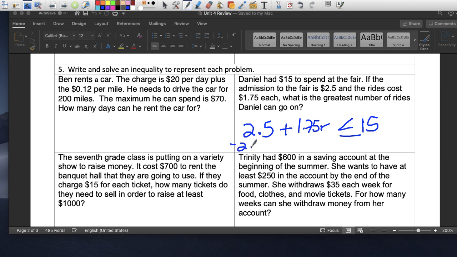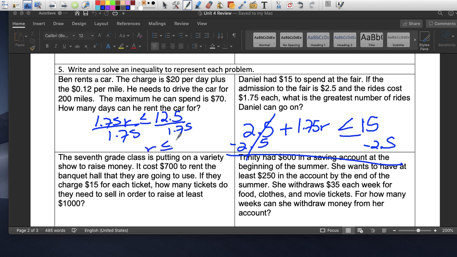I'm going to subtract 2.5 from both sides, and I'm just going to write it over here. So you're going to get 1.75r because these two go away, less than or equal to 15 minus 2.5, which is 12.5. We now divide both sides by 1.75, and let's see how many rides he can go.